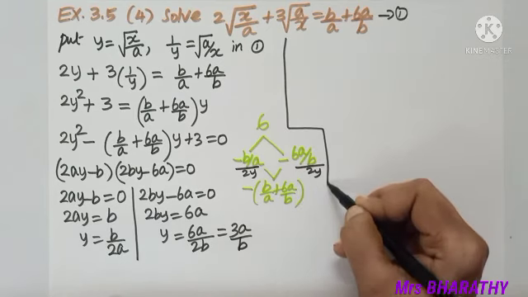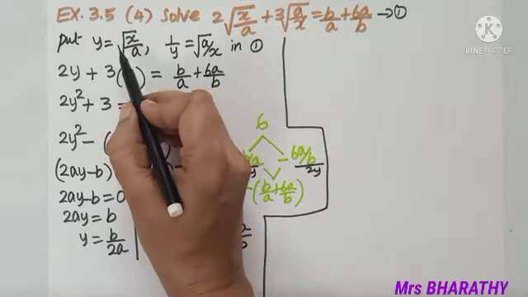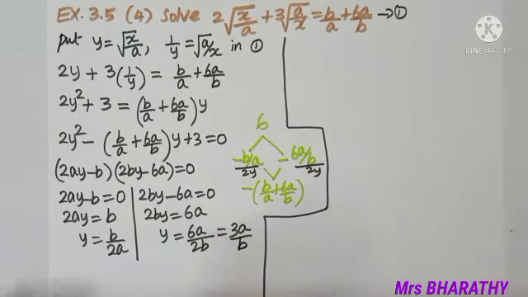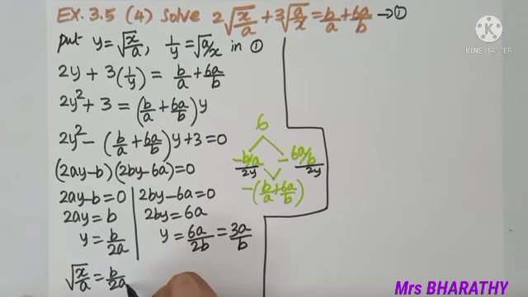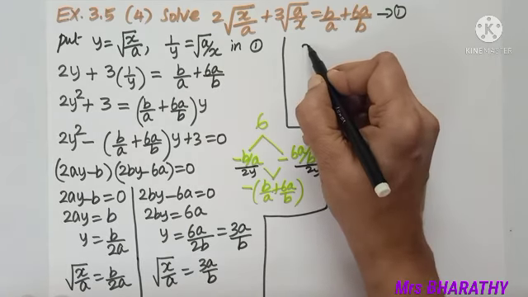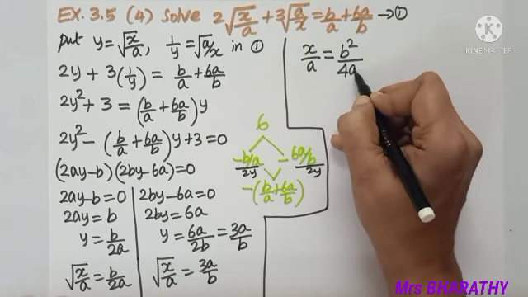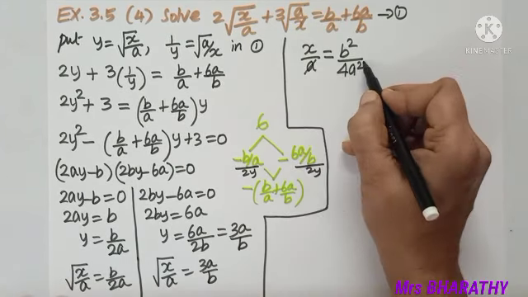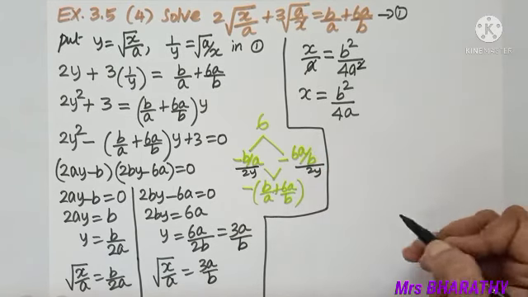So we have arrived at the two answers for y. But what is y? It is root of x by a. So I will say root of x by a is b by 2a, or root of x by a is 3a by b. As we square, I get x by a equals b square by 4a square. Cancelling one a, we get x is equal to b square by 4a.